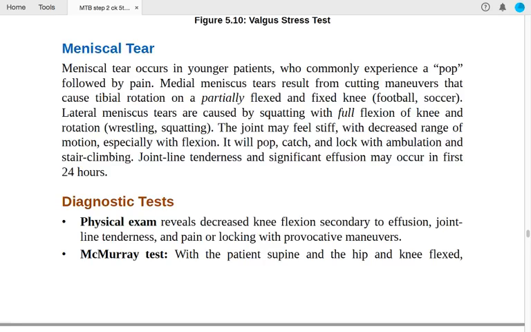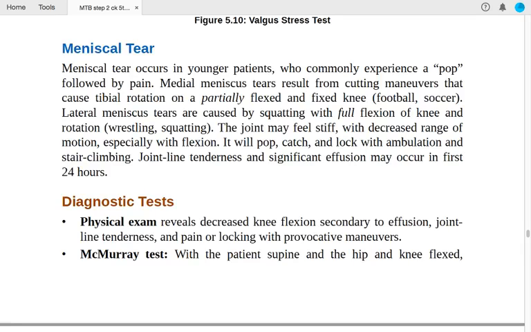The joint may feel stiff with decreased range of motion, especially with flexion. It will pop, catch, and lock with ambulation and stair climbing. Joint line tenderness will be there, and significant effusion may occur in the first 24 hours. So you can see in the first 24 hours there is significant effusion in these patients in case of meniscal tear. So what are the special findings in these patients?